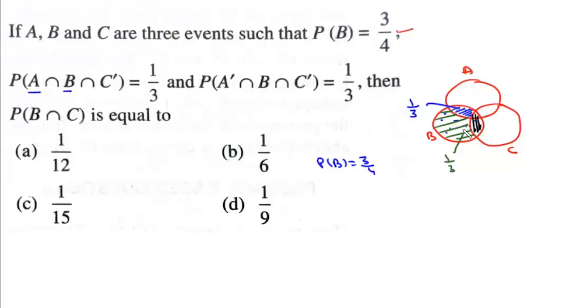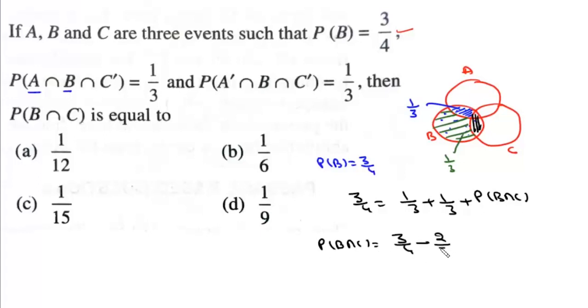Now we know that sum of all these three will be equal to P(B). So 3 by 4 equals 1 by 3 plus 1 by 3 plus probability of B intersection C. So probability of B intersection C will be 3 by 4 minus 2 by 3, which is 1 by 12, and that's your option A.